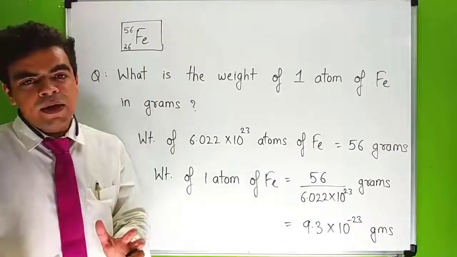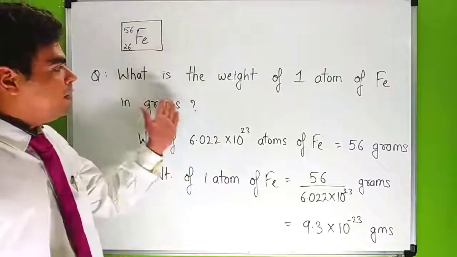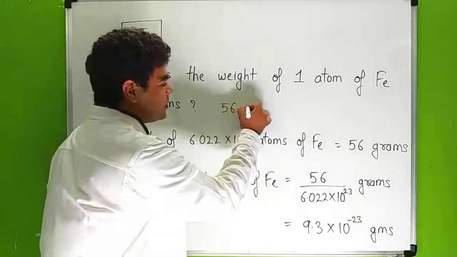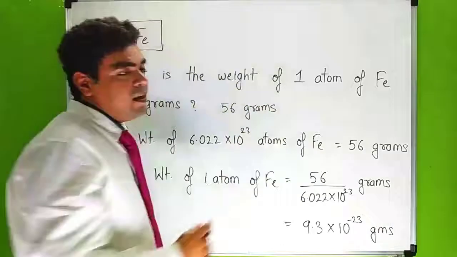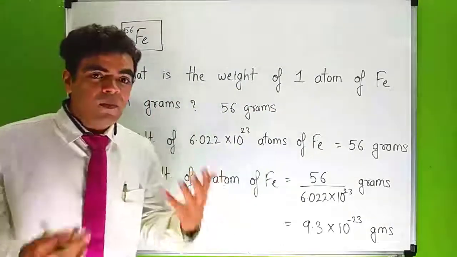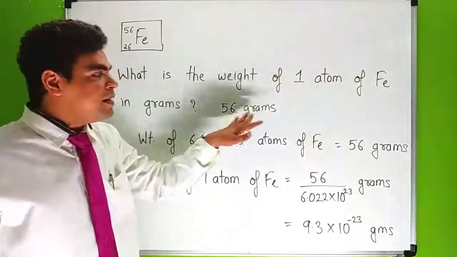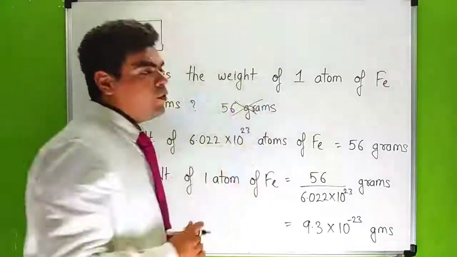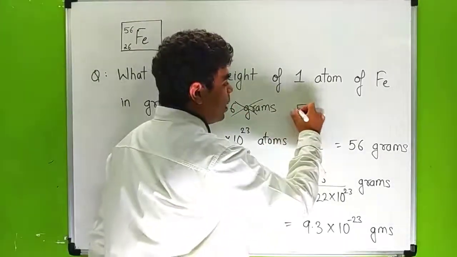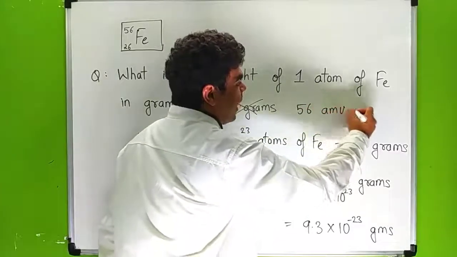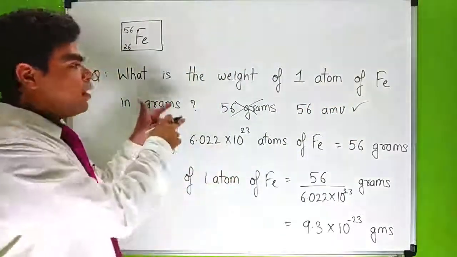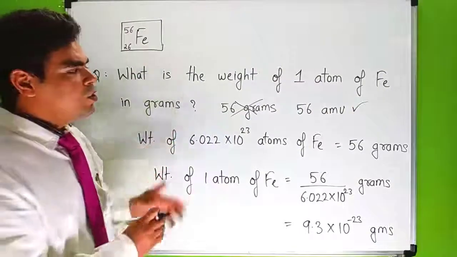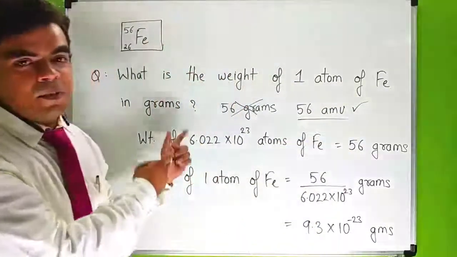I have seen a lot of students make this mistake. When this question is asked, students reply with the answer 56 grams. That would be wrong. You can even imagine that. Is it even possible that one atom would weigh 56 grams? 56 grams is a lot of weight. So this is wrong. If you answer in AMU and state your answer as 56 AMU, that would be correct. But in this particular question, I had asked the weight of one atom of iron in grams. So even this is not an acceptable answer for this particular question.